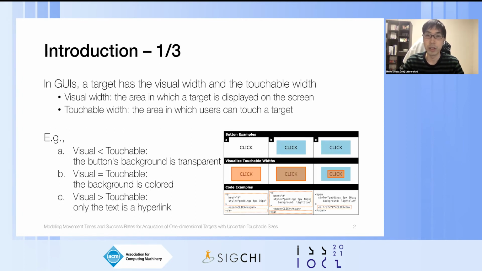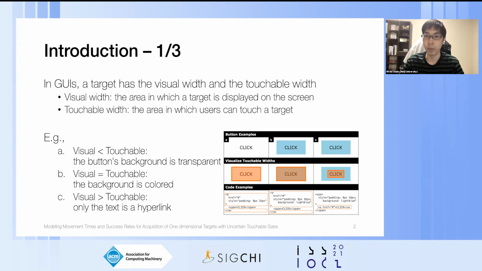In graphical user interfaces, a target has a visual width and a touchable width. The visual width is the area in which a target is displayed on the screen. The touchable width is the area in which users can touch a target. For example, in button A, the visual width is smaller than the touchable width because the button background is transparent. In button B, the visual width equals the touchable width because the background is colored.